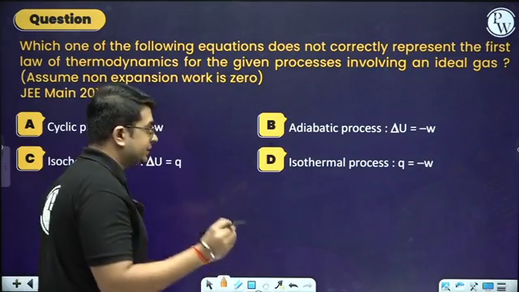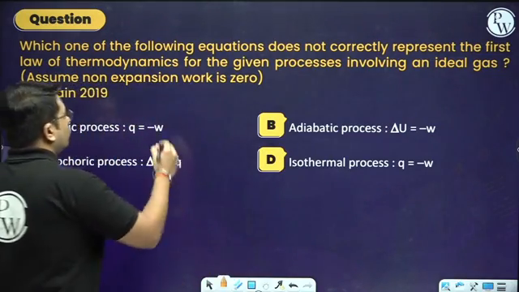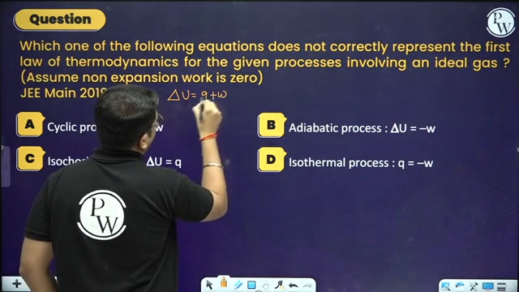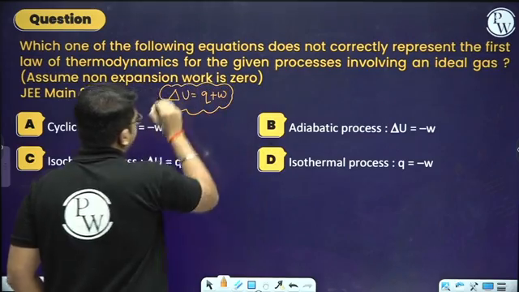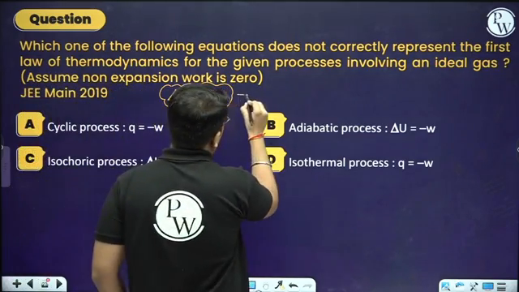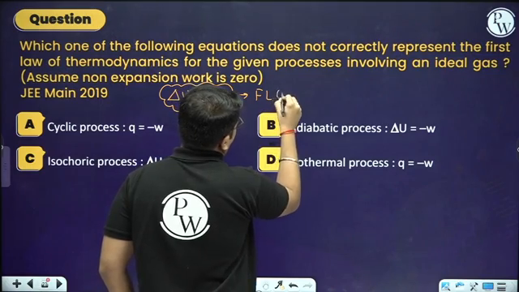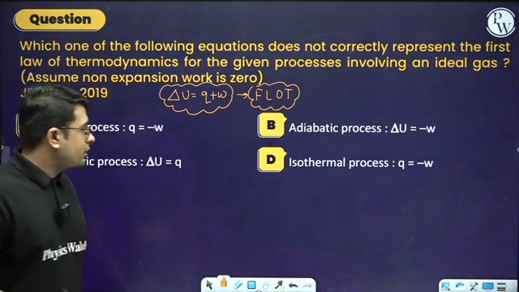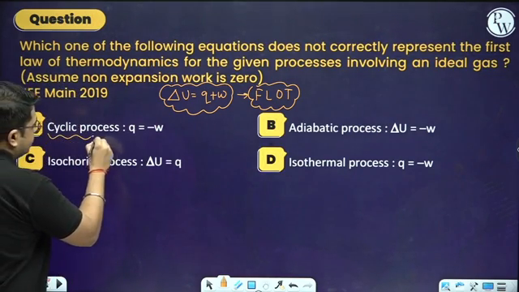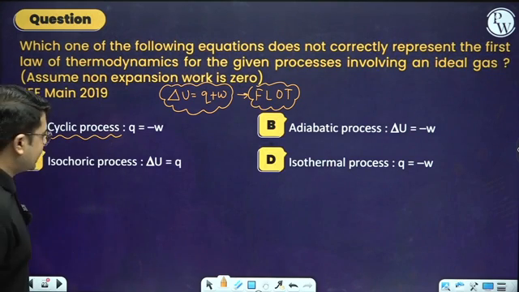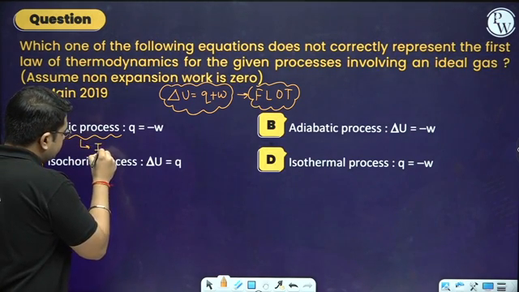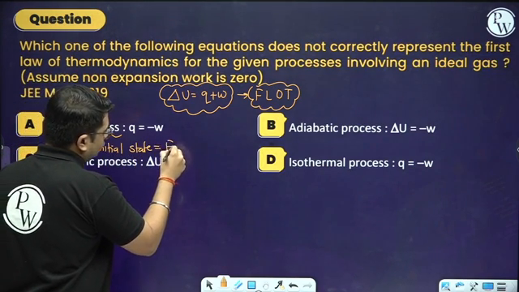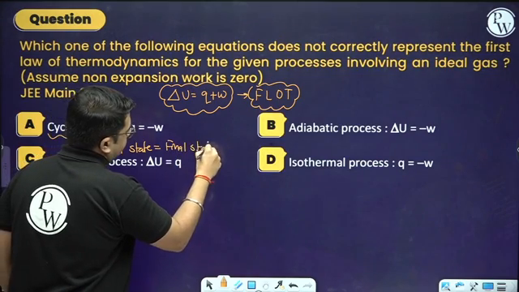Now let's try to decode this entire part. We know that the change in internal energy is equal to Q plus W. That is your first law of thermodynamics. Now the first process is a cyclic process. What is the meaning of cyclic process? We know in that case that the initial state is equal to the final state. That is a cyclic process.